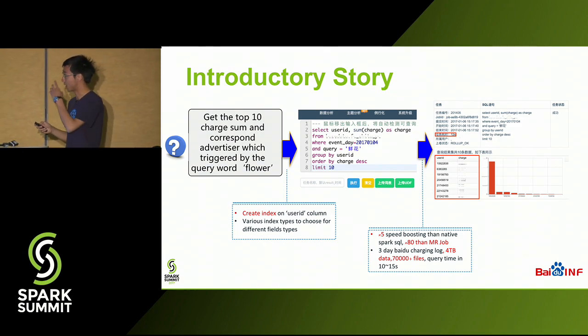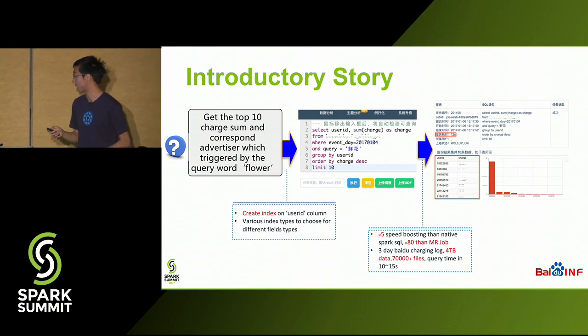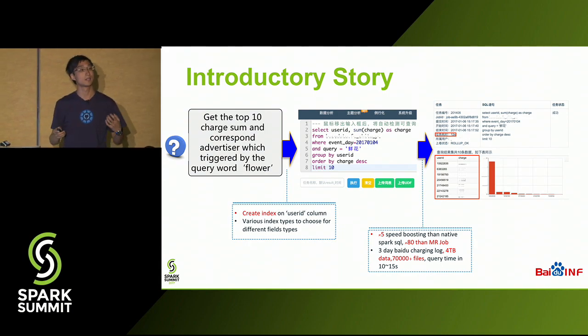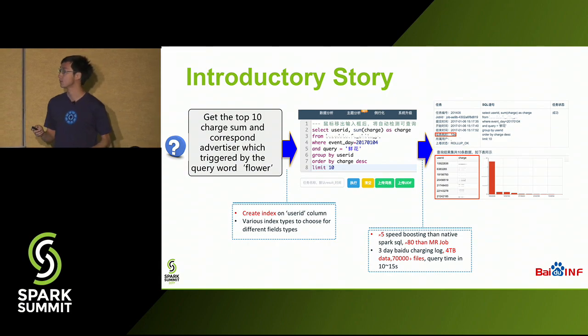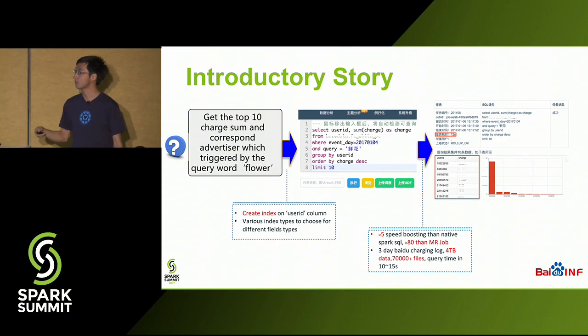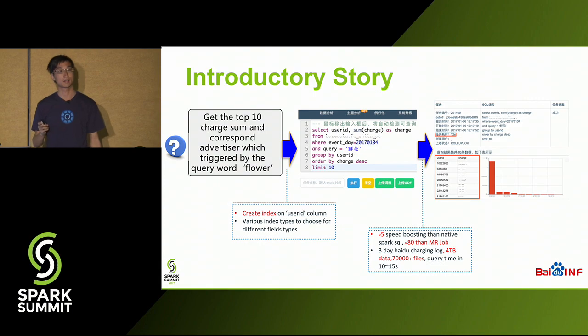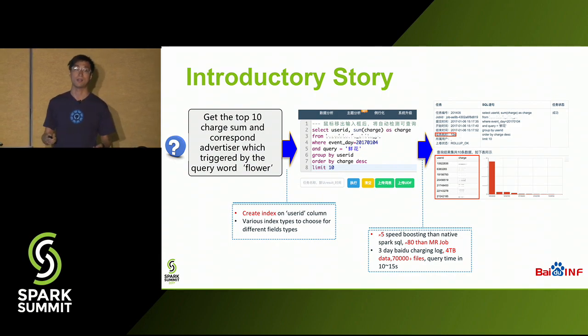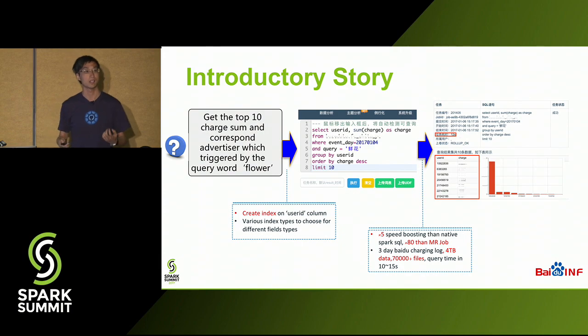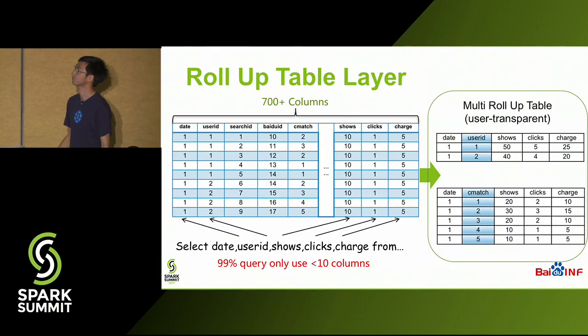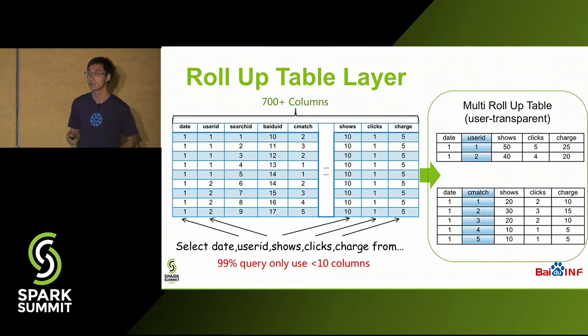Our Baidu charging log has about 4 terabytes per day and about 7,000 files per day. All of these queries within 3 days, we can finish in 10 to 15 seconds. So it's really a faster speed, and also it's really an ad hoc query service. So how can we make this, and why can Big Circle be faster than the native Spark?